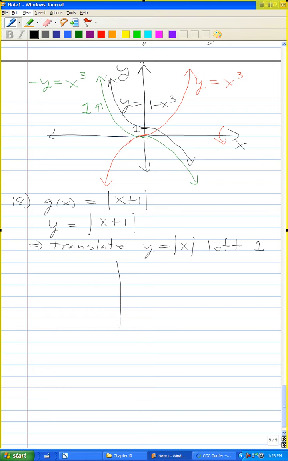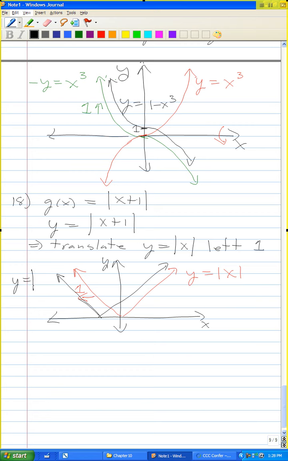So let's sketch the graph of this. So the graph of the absolute value, well, it sort of looks like a V, I guess. So that's the graph of the absolute value. And now I want to go left by 1. So I'm going to have to take this guy here and go left by 1. So if I do that, my graph should look something like this. Okay, and so this is the graph of y equaling absolute value of x plus 1.